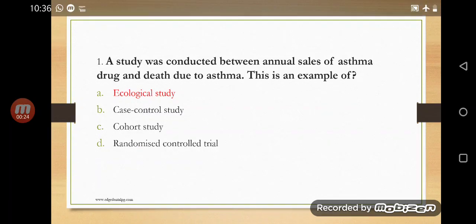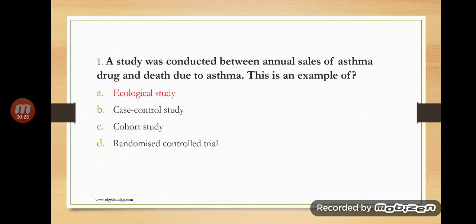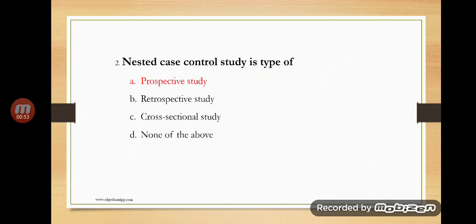A study was conducted between the annual sales of asthma drug and death due to asthma. This is an example of, the correct answer is ecological studies. Ecological studies are done to look at the association between exposures and outcome in the population rather than individuals. The biggest drawback of such studies is their inability to link exposures to outcome in individuals. This phenomenon is also called the ecological fallacy. Another drawback is the inability to control the confounders.